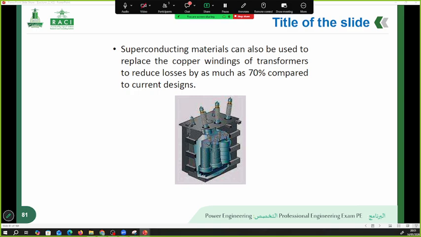Okay, based on the provided slide, here is a detailed explanation of superconducting transformers for you. Superconducting materials are not only revolutionary for power cables, but are also being applied to other critical components of the electrical grid, such as transformers. As indicated in this slide, this material can be used to replace the traditional copper windings found in conventional transformers.